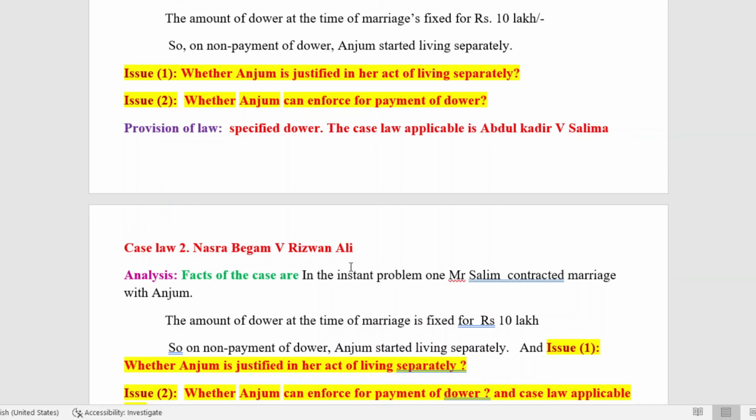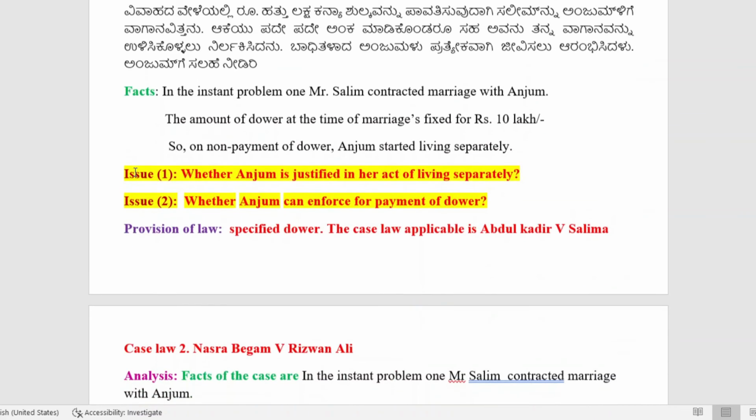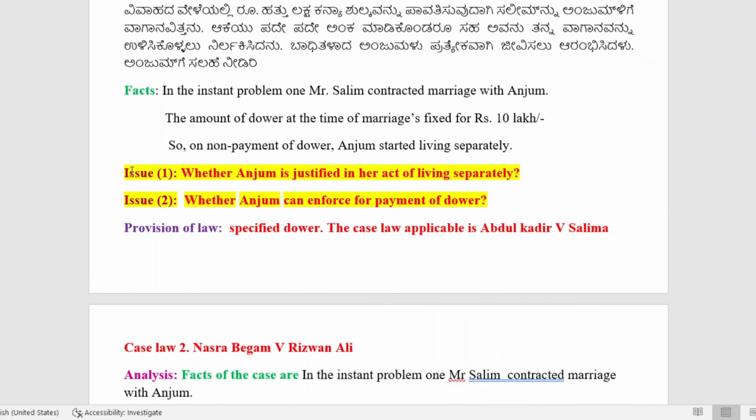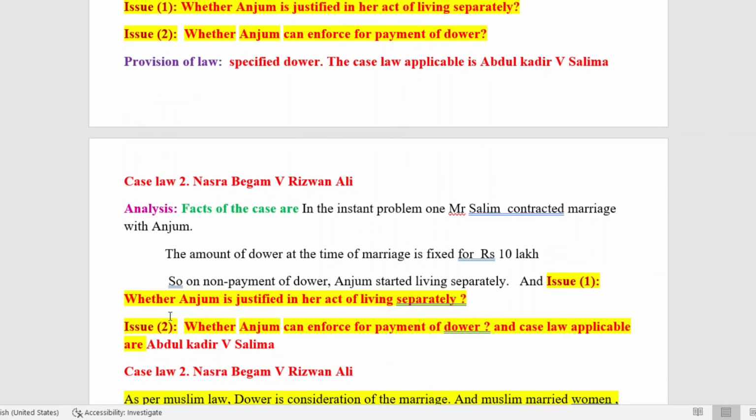So she will be justified in denying the cohabitation with the husband. So this is what we can see under Nazra Begum versus Rizwan Ali. I think you are following the crux of the case. Here we have to analyze this aspect. We have to analyze the facts, we have to see the issue, and we have to discuss the provision of law. These things we have to analyze in the analysis section.